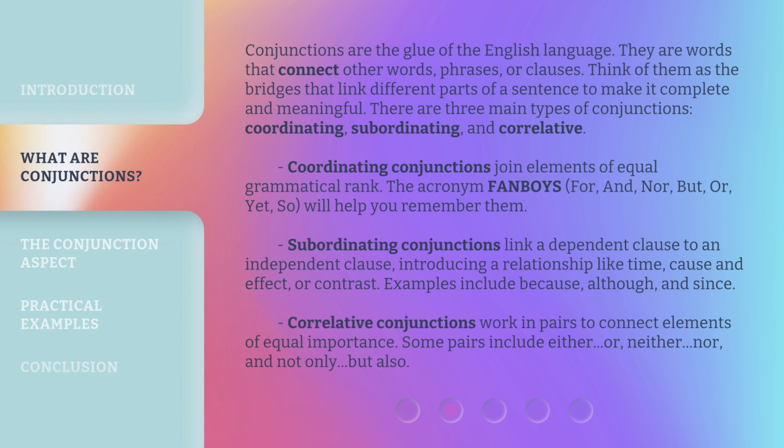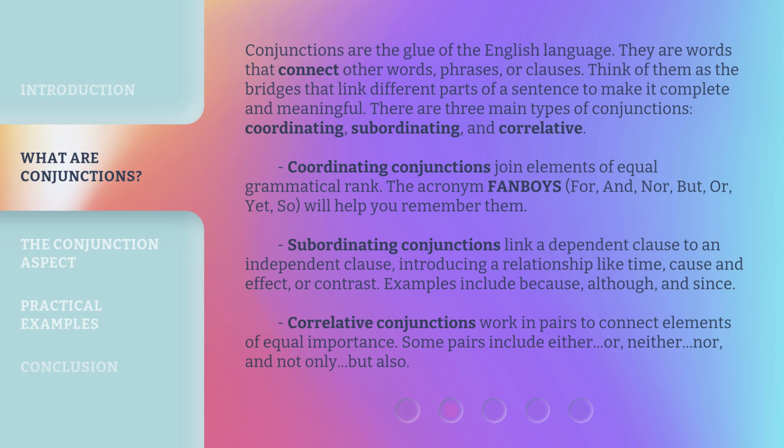Conjunctions are the glue of the English language. They are words that connect other words, phrases, or clauses. Think of them as the bridges that link different parts of a sentence to make it complete and meaningful. There are three main types of conjunctions: coordinating, subordinating, and correlative.